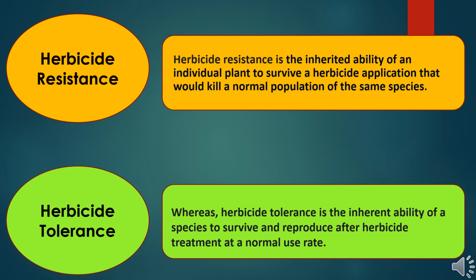Now we will differentiate herbicide resistance and herbicide tolerance. Both terms differ from each other. Herbicide resistance is the inherited ability of an individual plant to survive a herbicide application that would kill a normal population of the same species, whereas herbicide tolerance is the inherent ability of a species to survive and reproduce after herbicide treatment at a normal use rate. Herbicide resistance doesn't equate to poor performance of a herbicide. Resistant weeds can often survive application of herbicide at rates that are much greater than the recommended rate.